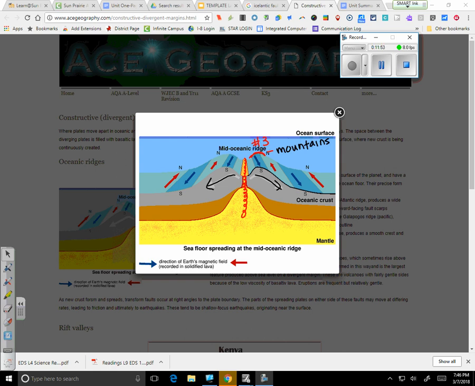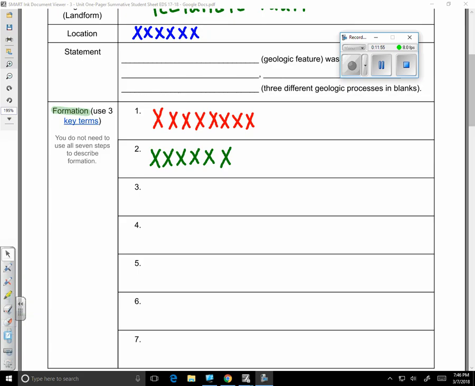So on your graphic organizer, right here on number 3, you need to write in your own words a sentence or two about step 3 of the formation of this fault. Remember that you're going to say something about how the magma comes up through that hole, hits the ocean water, instantly cools, makes a bulge, and that creates mountains. Please pause this recording if you need more time.